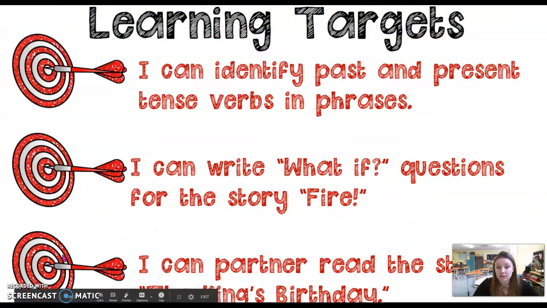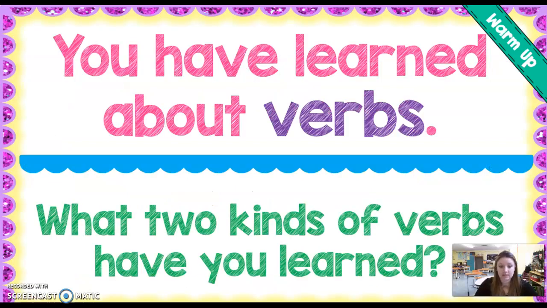Our learning targets for today's lesson: we're going to identify past and present tense verbs in phrases or sentences. We're going to talk a little bit more about writing what-if questions for our next story, Fire, which you've already read, but it's a story after we practice this from yesterday's lesson. And then you will also be reading a new story out of Sir Gus called The King's Birthday.